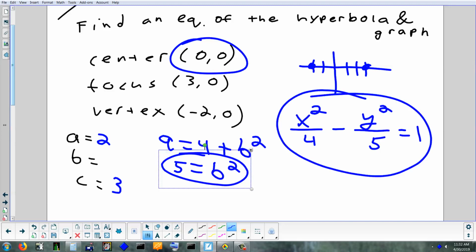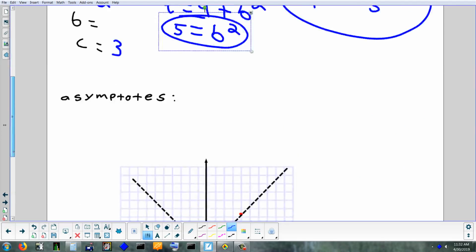Any questions on the equation? Okay, I'll graph this one. I'm not going to keep graphing all of them, but I'll just show you how to do one. Now, there's one other piece of information I need to graph. What's the other thing that's going to help me graph it? The asymptotes.